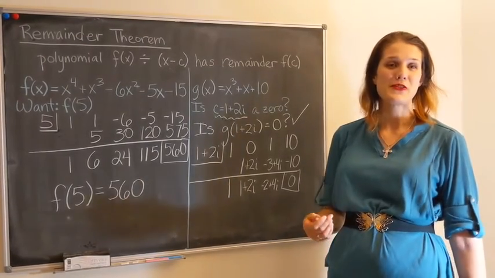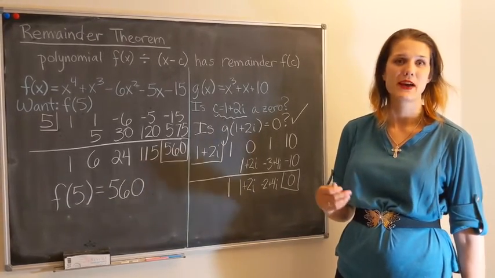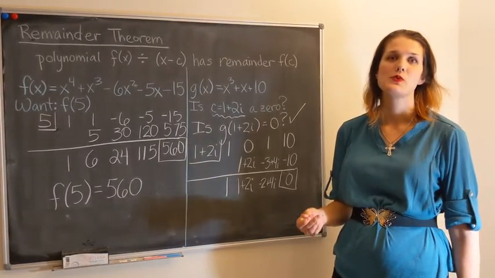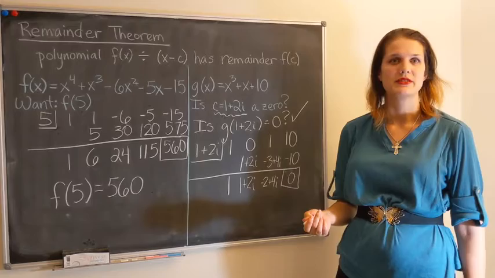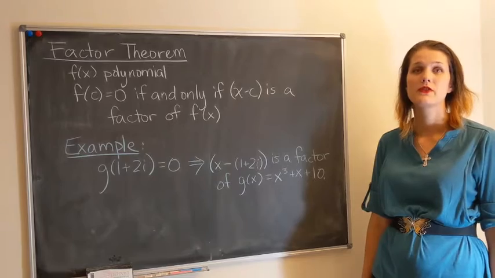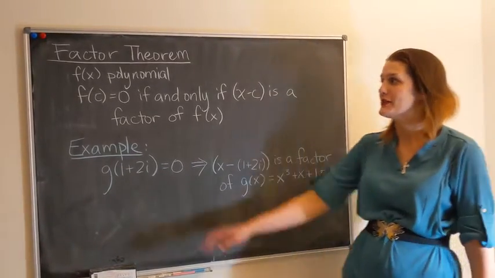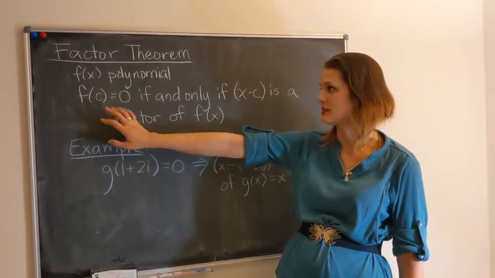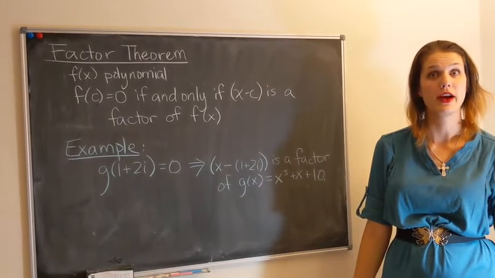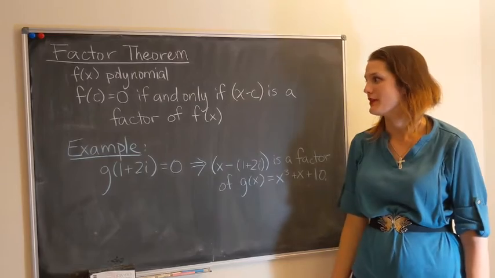This leads us into the Factor Theorem, which is a special application of the Remainder Theorem. Since factors of polynomials and their roots or zeros are very closely related, we'll be able to determine if something is a factor using a really similar method. The Factor Theorem states that if we have a polynomial f of x, then f of c, for some number c, is equal to 0 if and only if x minus c is a factor of f. Which makes sense using the Remainder Theorem.